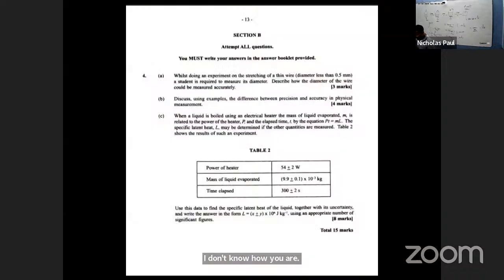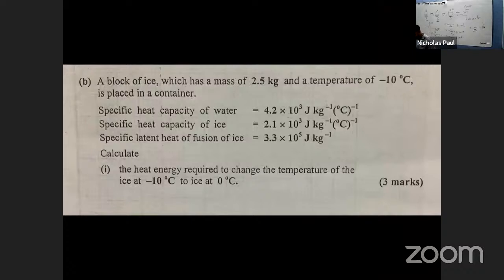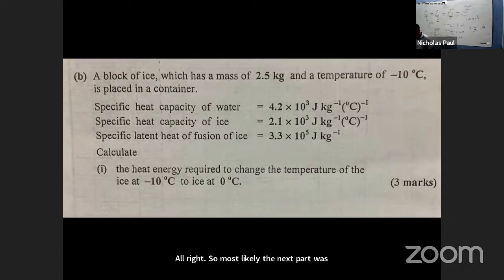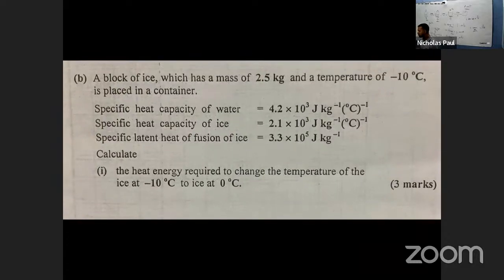All right. So most likely the next part was: find the heat energy required. That's part two. Find the heat energy required to melt the ice at 0 degrees. That's part two.